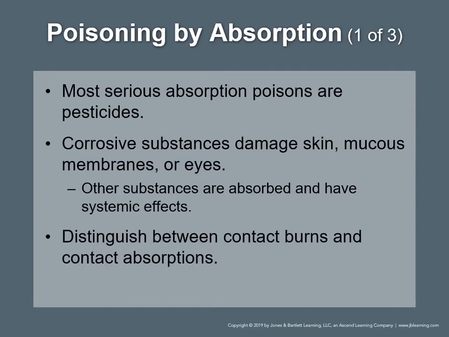Poisoning by absorption. Some poisons gain access to the body through the skin. Poisoning by organophosphates and pesticides is often the most serious. Many corrosive substances will damage the skin, mucous membranes, or eyes, causing chemical burns, telltale rashes, or lesions. Acids, alkalis, and some petroleum, such as hydrocarbon products, are very destructive. Other substances are absorbed into the bloodstream through the skin and have systemic effects. It is important to distinguish between contact burns and contact absorption.